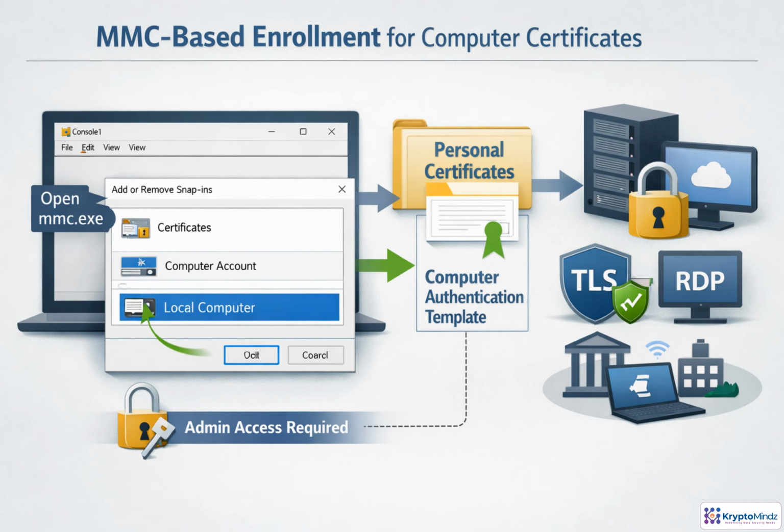For computer certificates, the critical step is targeting the machine context instead of the user. In MMC, add the certificate snap-in and be sure you choose computer account, then local computer. That routes any enrollment into the local computer's personal store. From there, request a certificate from an appropriate computer or server authentication template. Because this affects system-wide trust, you typically need administrative rights to view, request, or manage these certificates.